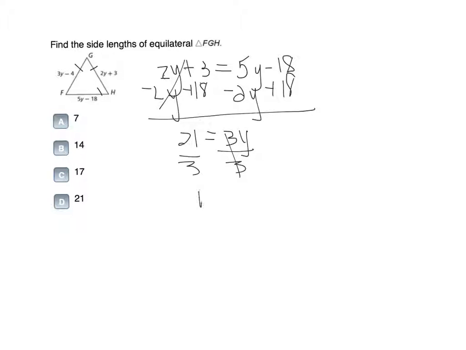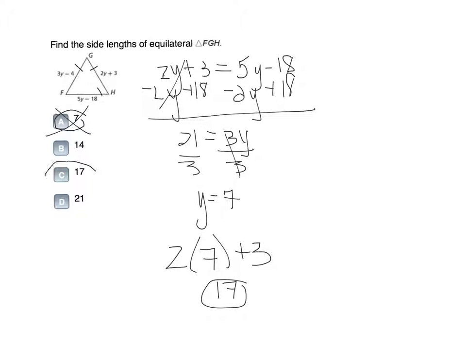Y equals 7. Now notice a lot of people would stop and circle A, but that's incorrect because that's y and it's asking you to find the side length. So you have to plug that back in. So I can plug into any one that I want. So 2y plus 3 is the side I'm choosing to plug into, which is 14 plus 3 or 17. And every one should come out to 17, so you can check your work on these. If you plug 5 times 7 minus 18 in, you'll get the same thing. If you do 3 times 7 minus 4, you'll get the same thing.